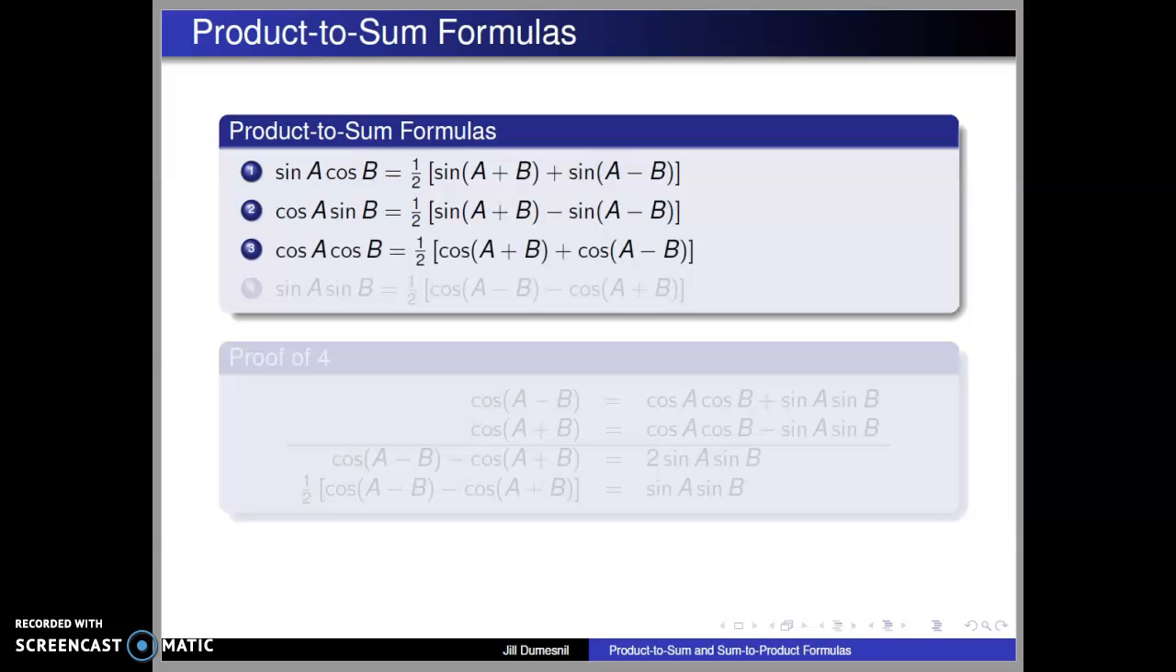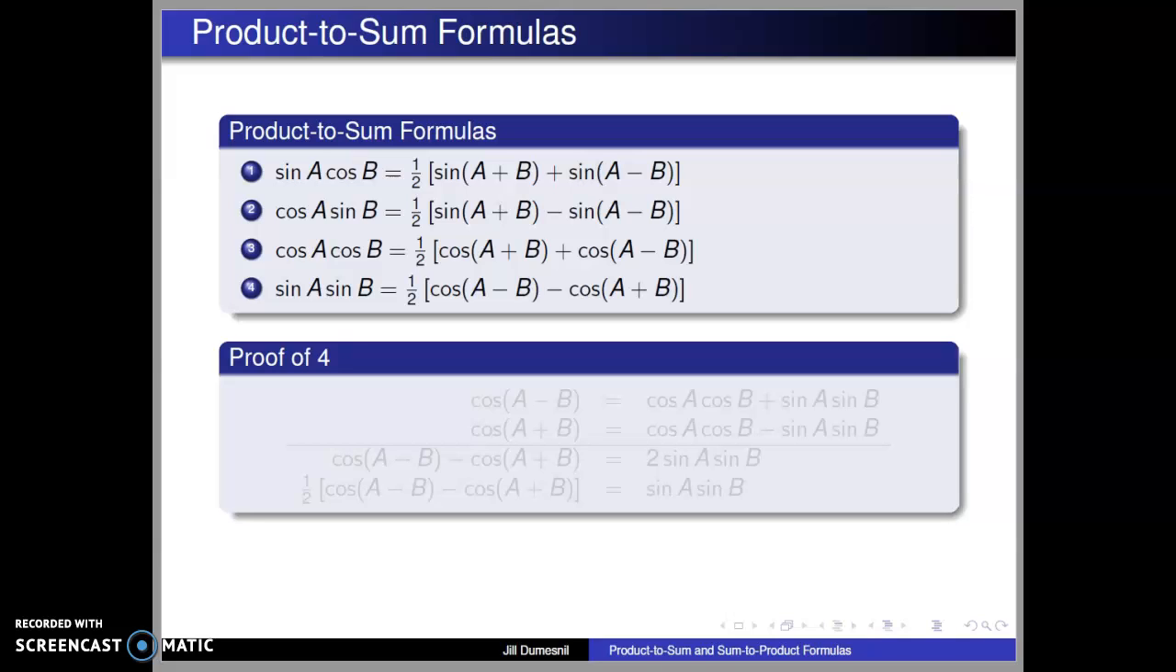Next, we have cosine A times cosine B equals 1/2 the quantity cosine A plus B plus cosine A minus B. Finally, we have that sine A times sine B is 1/2 the quantity cosine A minus B minus cosine A plus B. Again, notice the similarities between these last two formulas. Both have factors with the same trig function, and the sum formulas use only cosine.